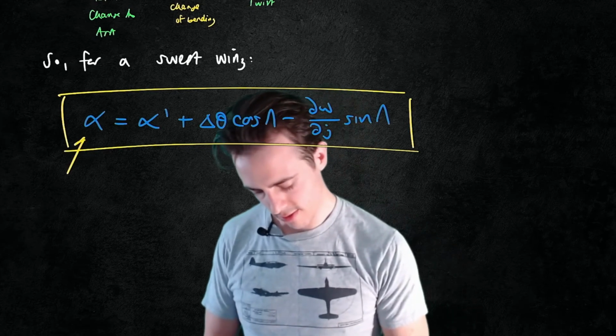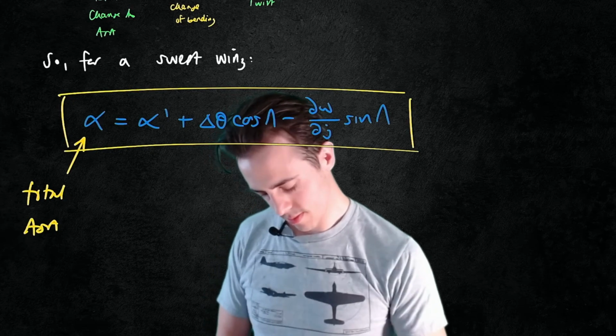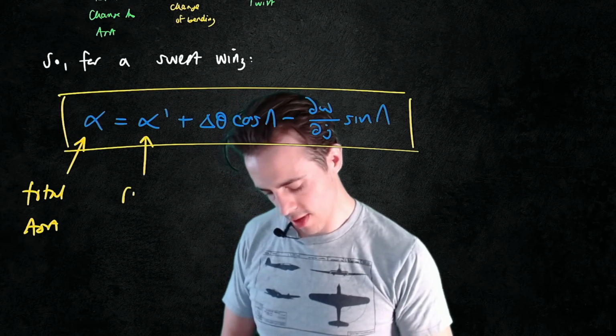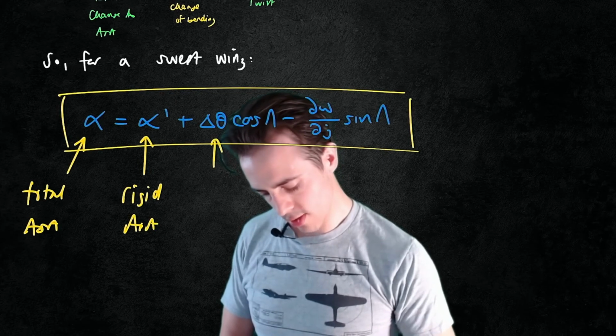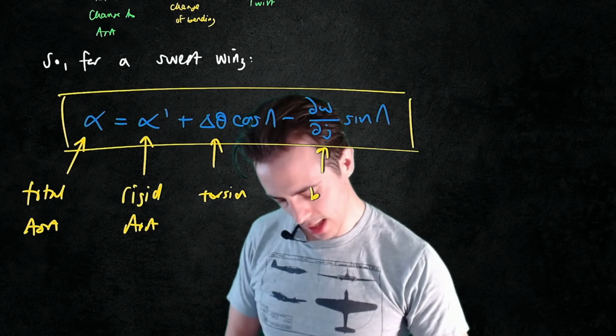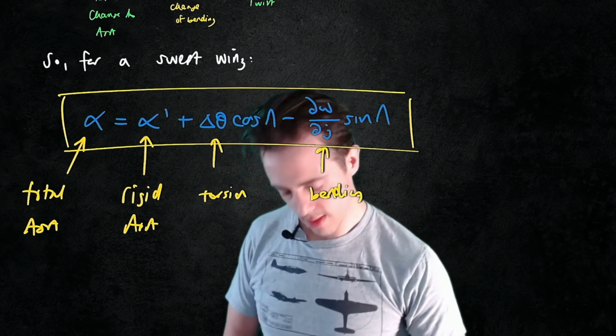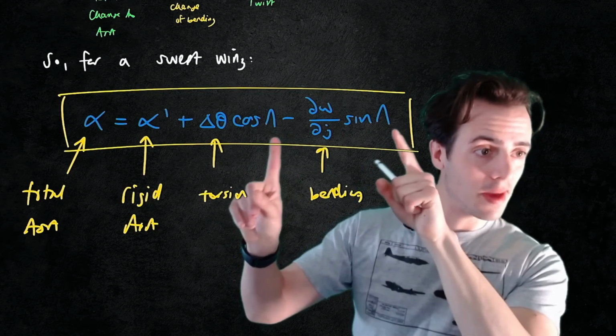So we have total angle of attack. It's equal to the rigid AOA plus any torsional twist minus any bending, as long as lambda is bigger than 0.